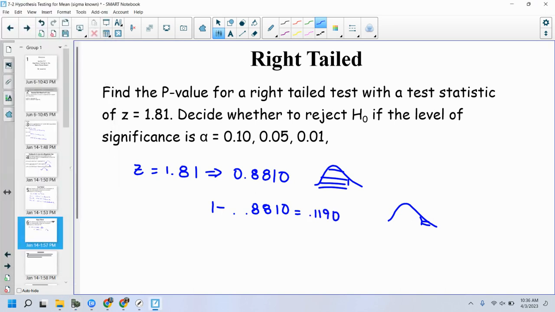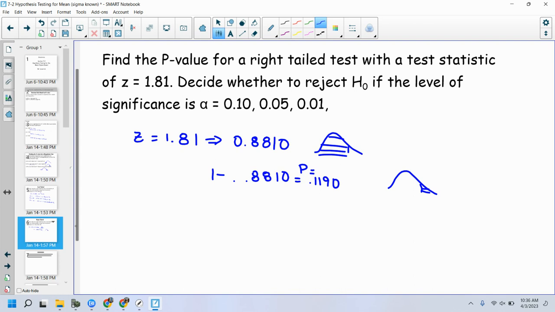0.1190. Okay, and that's the p-value. So for a right-tailed test, turn it into a decimal, and then take 1 minus. All right, so let's decide what we want to do. If alpha is 0.1, is 0.1190 less than that a true statement? No, so I'm failing to reject.